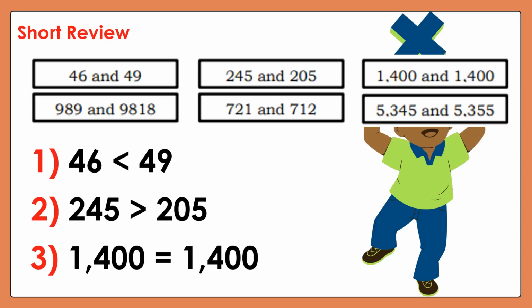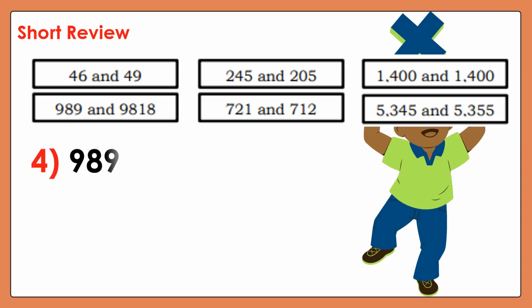Number 3, 1,400 and 1,400. The answer, 1,400 is equal to 1,400. Number 4, 989 and 9,818. The answer, 989 is less than 9,818.